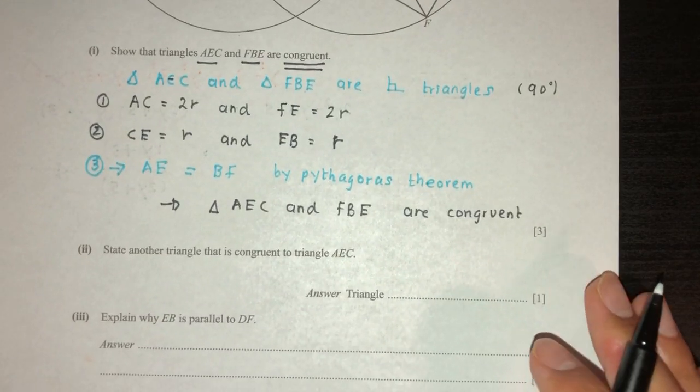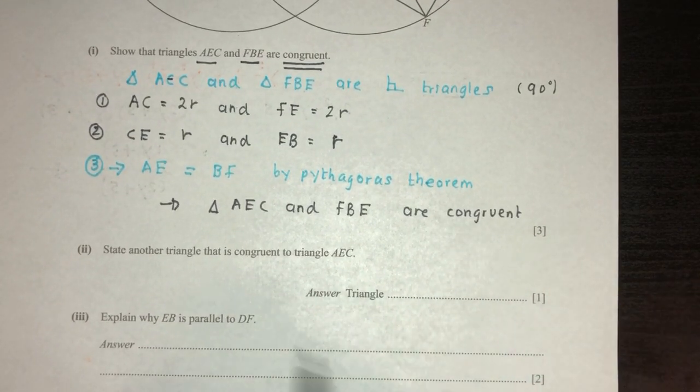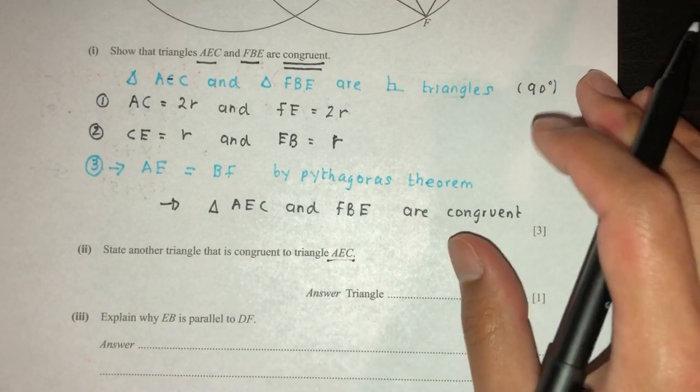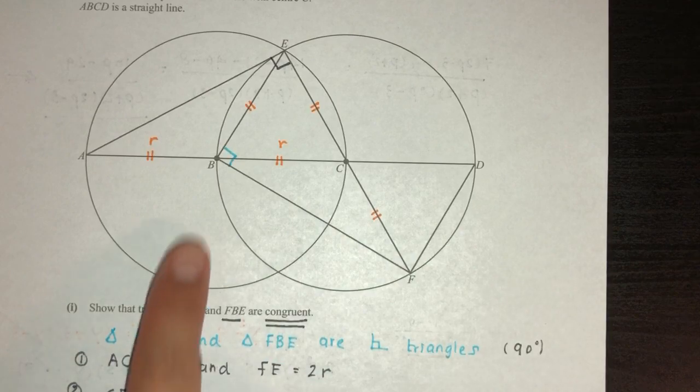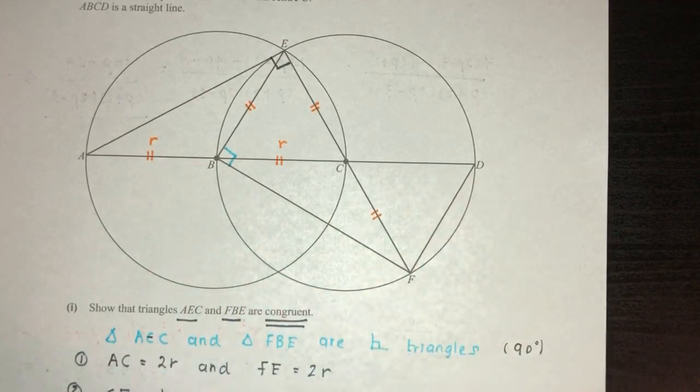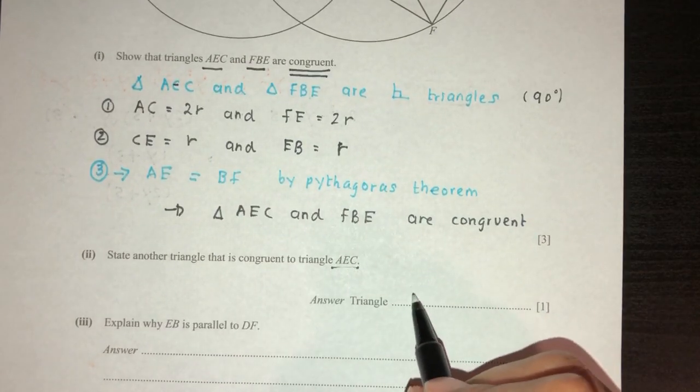Now for part 2, state another triangle which is congruent to AEC. So pretty easy. If you would observe, we have another one which is BFD, because it is the same, just in the other direction. So you have triangle BFD.